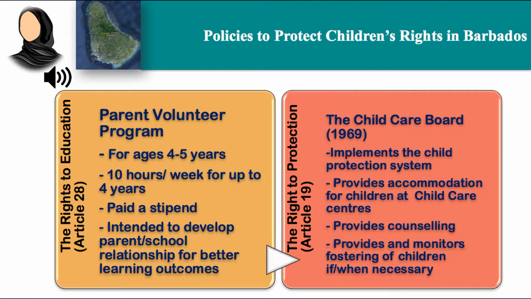In an attempt to protect children's right to education at the preschool level, the Government of Barbados has implemented a policy within the pre-primary sector for the age 4 to 5 year group called the Parent Volunteer Support Program. Parent volunteers will be given a stipend for 10 hours of volunteer services. Volunteer services last for a period of up to 4 years. This program is designed to encourage collaboration between families and the school with the intention of student empowerment.